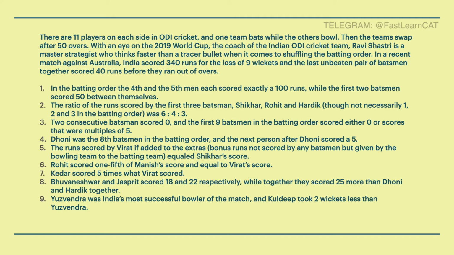There are 11 players on each side in ODI cricket, and one team bats while the others bowl. Then the teams swap after 50 overs. With an eye on the 2019 World Cup, the coach of the Indian ODI cricket team, Ravi Shastri, is a master strategist who thinks faster than a tracer bullet when it comes to shuffling the batting order. In a recent match against Australia, India scored 340 runs for the loss of 9 wickets, and the last unbeaten pair of batsmen together scored 40 runs before they ran out of overs.